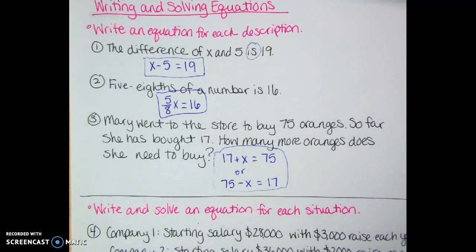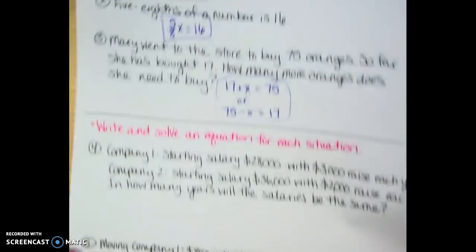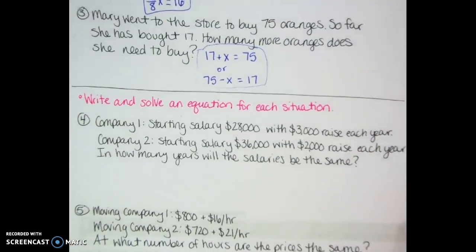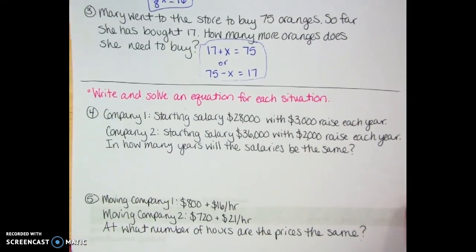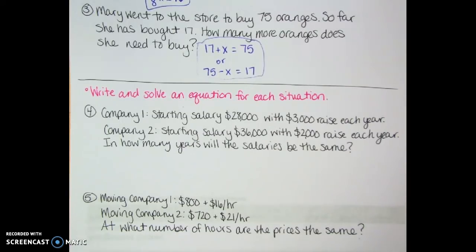Okay, and now down below 4 and 5 are word problems. You might want to pause this and write these down before I start explaining them. So let me zoom out just a little bit so you can see the whole thing for number 4. But definitely go ahead and pause this right now so you have it all written down by the time I start explaining it.